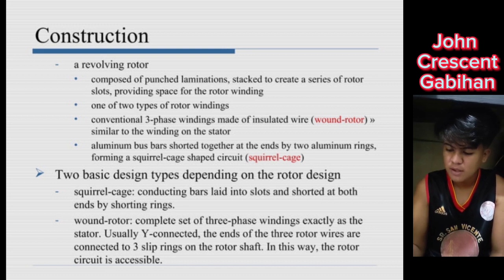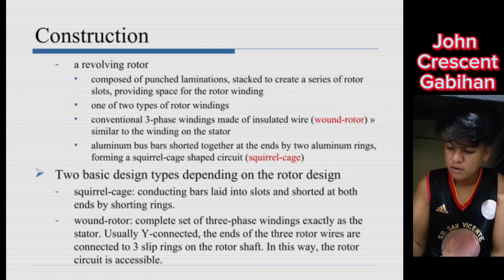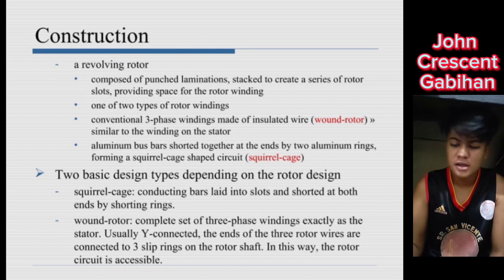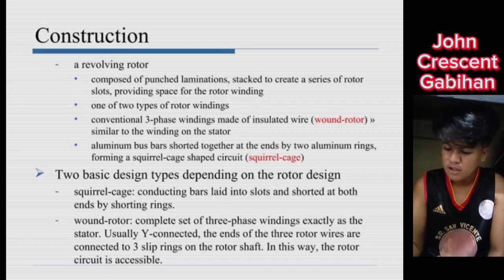One of two types of rotor windings. Conventional three-phase windings made of insulated wire, similar to the winding on the stator. Or aluminum bus bars shorted together at the ends by two aluminum rings, forming a squirrel-cage-shaped circuit, the squirrel cage.